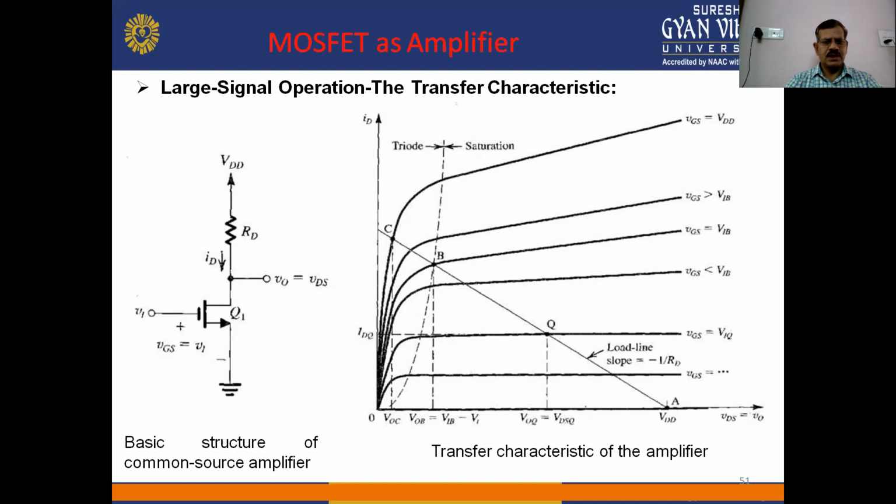So here is the basic structure of the common source amplifier, and the transfer characteristics of the amplifier between drain current versus drain to source voltage, in which VGS is the voltage across the gate to source. We take different values of VGS and draw the graph between ID versus VDS. There are different regions in these transfer characteristics: a saturation region and also a triode region. We draw a load line on the transfer characteristics of this amplifier, and we have different operating points in this graph.